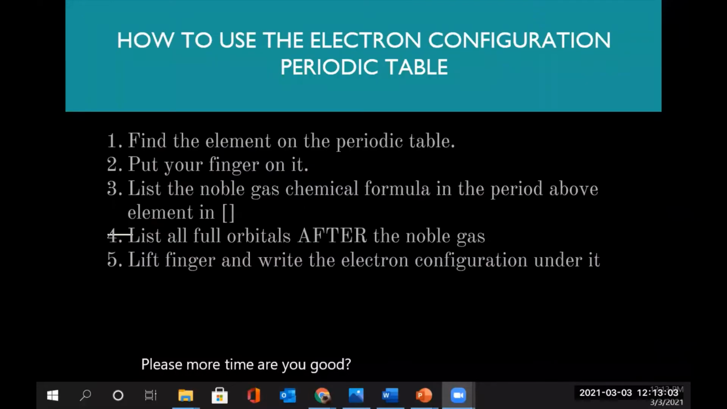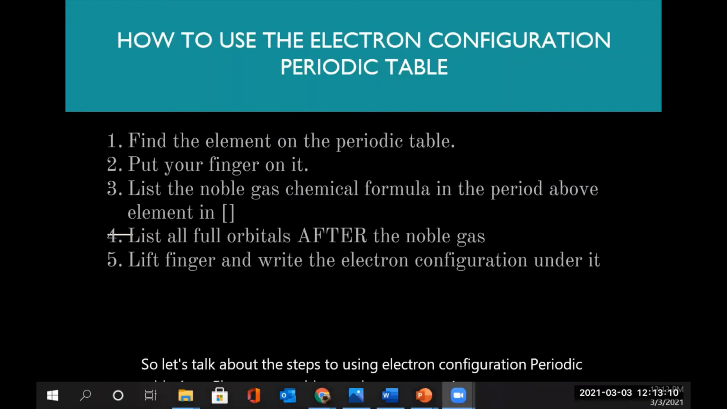So let's talk about the steps to using the electron configuration periodic table and our noble gas shortcuts to write a noble gas configuration. The first steps are the same as for either orbital maps or electron configurations. You're going to find the element on the periodic table and put your finger on it. Then you figure out what row it's in and write the noble gas for the row or period above it. Then list all your full orbitals after the noble gas, and then write the electron configuration for the element that your finger is on. So let's walk through this.